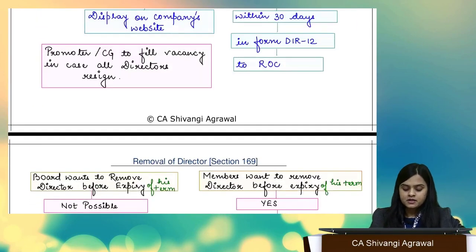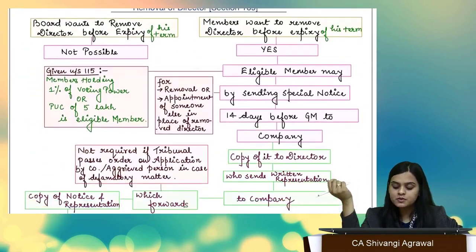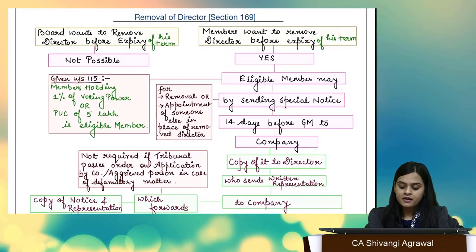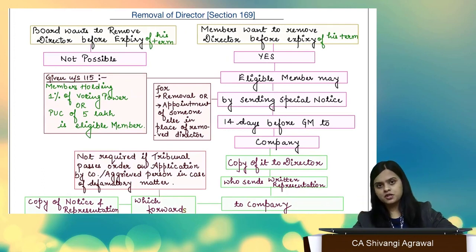Now here also there may be a possible situation that all the directors have resigned. So again we will go to the promoters. The promoters will fill the position of directors, and if it cannot be filled, then the central government is going to take charge, right? Central government will appoint the directors.